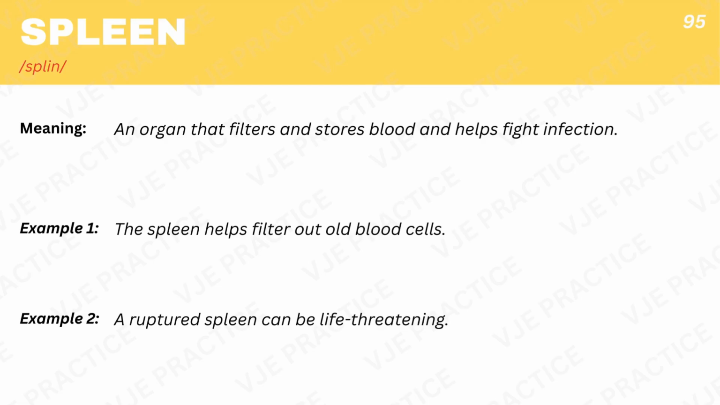Spleen, an organ that filters and stores blood and helps fight infection. Example 1. The spleen helps filter out old blood cells. Example 2. A ruptured spleen can be life-threatening.